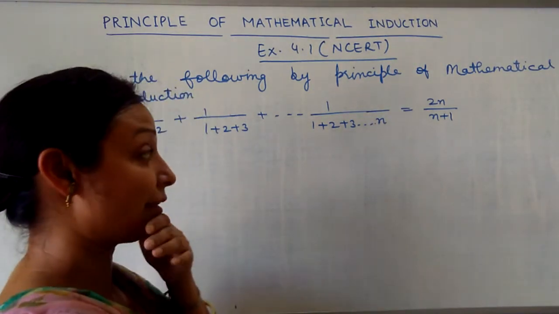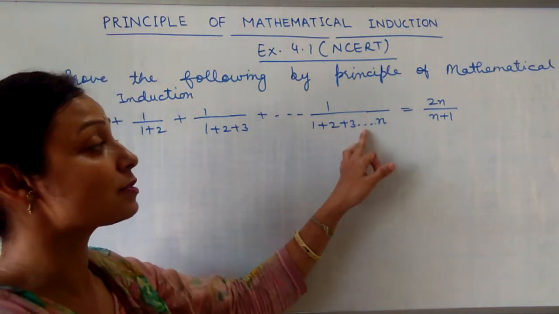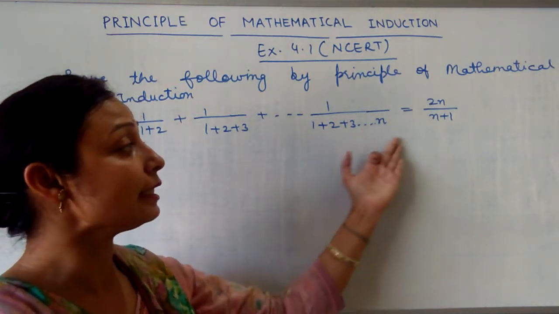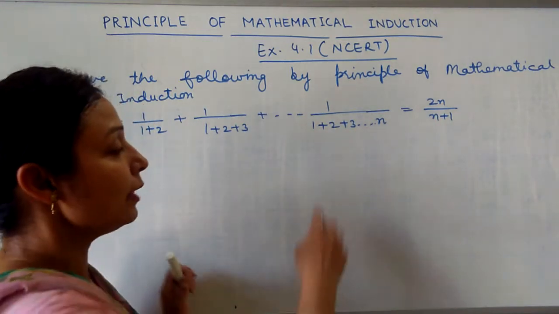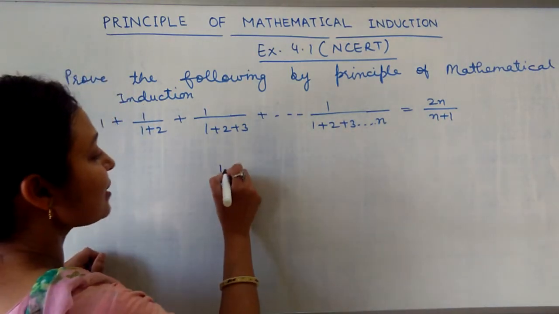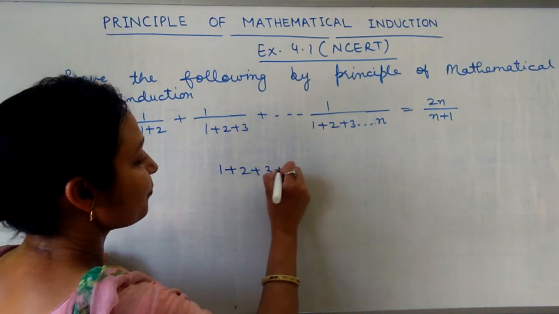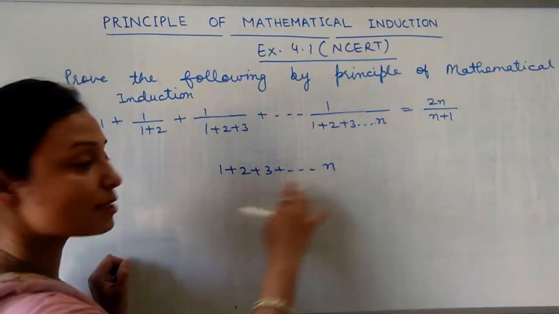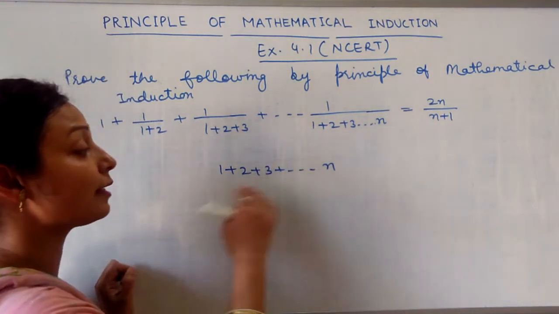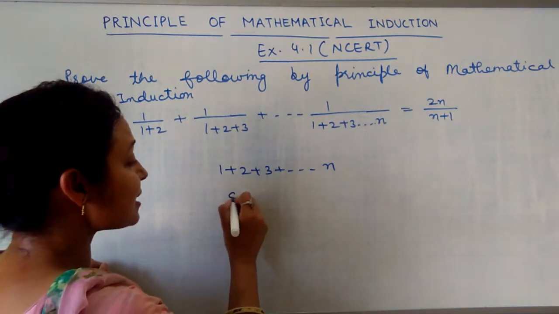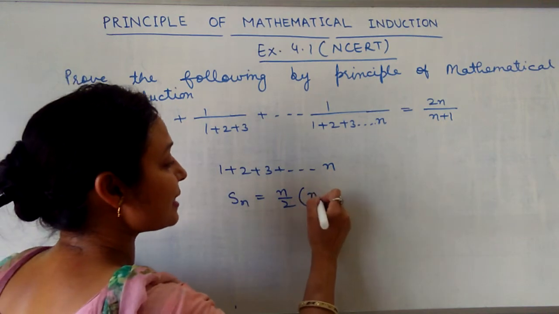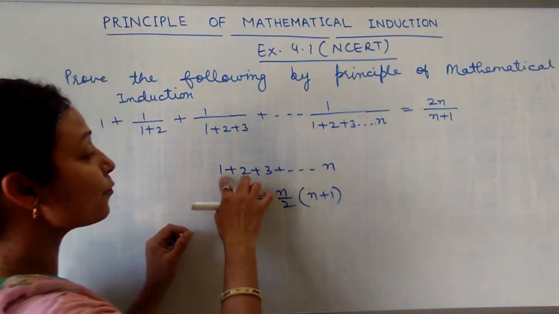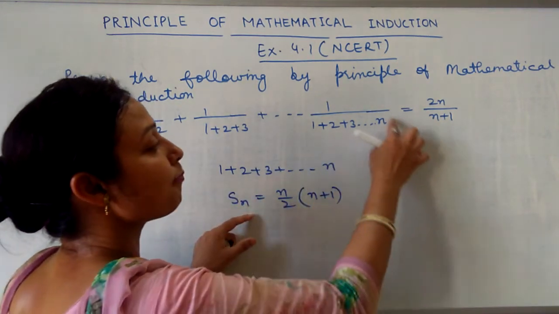But which method? We need to express this in AP. You all know in AP we have the sum of n terms. These are natural numbers, the common difference is the same. How can we find the sum of n terms? The sum of n terms is n by 2, a plus l, that is n plus 1. So I will use this as n in this place.